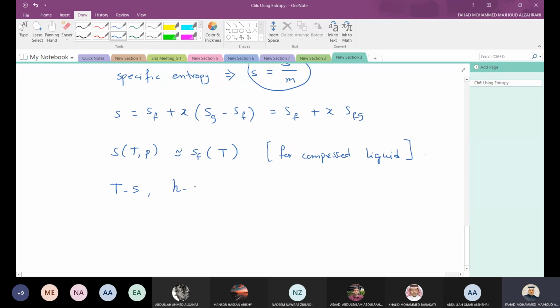TS and HS, okay? So we can use also diagrams or figures to evaluate properties or look at the entropy as a property. Any questions so far? Any questions so far?